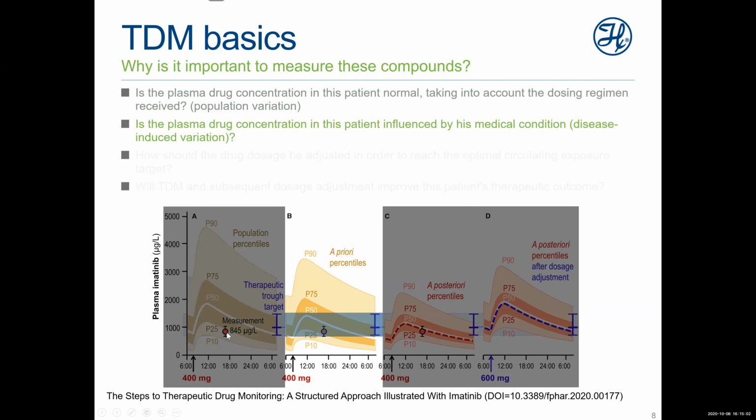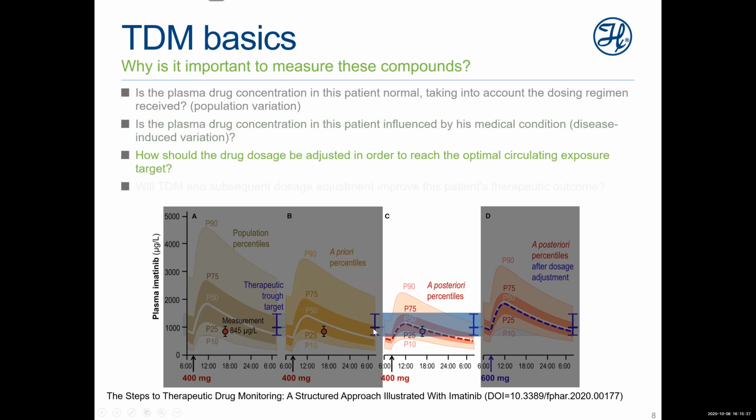Then we can ask a more specific question. So the plasma drug concentration in this patient is influenced by his medical condition. So we move from the general population to a population with a specific pathology that is like our patient. And now we can see that for this kind of patient, the value is not so bad as it was before, because it's moving a bit higher, closer to the target area, that is the darker blue. Then we ask a more specific question: how should the drug dosage be adjusted in order to reach the optimal circulating exposure target?